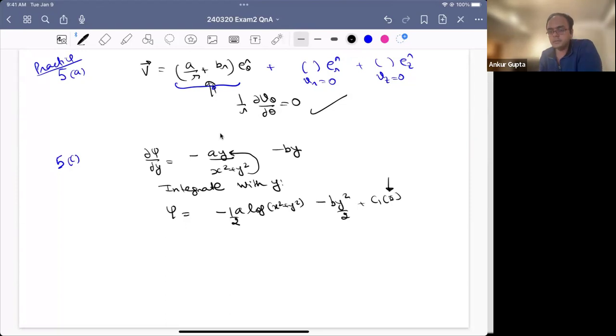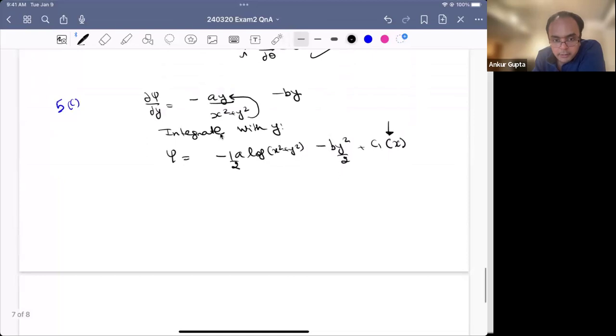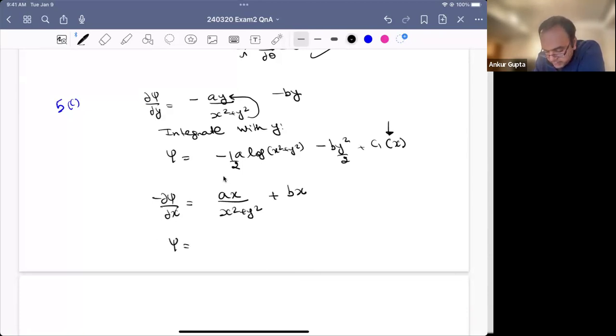This is very important, Sophia. This is c1 of x. Whenever we are integrating with something which is a function of y, you can have a constant with respect to x. That's why c1 is a function of x. Then with the other side, we have minus del psi by del x is equal to a x over x squared plus y squared plus b x. If I integrate again, the negative can go to this side. It will be a log of x squared plus y squared by 2, and another minus sign because of the negative, minus b x squared by 2 plus c2 of y.